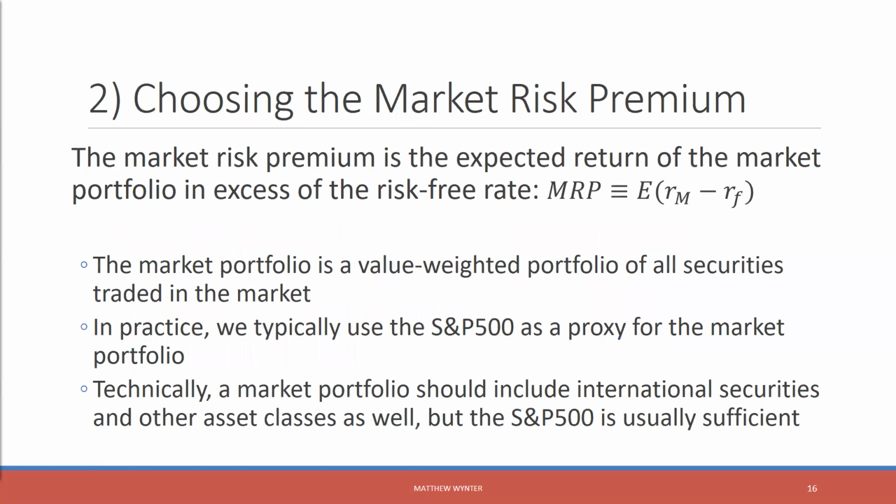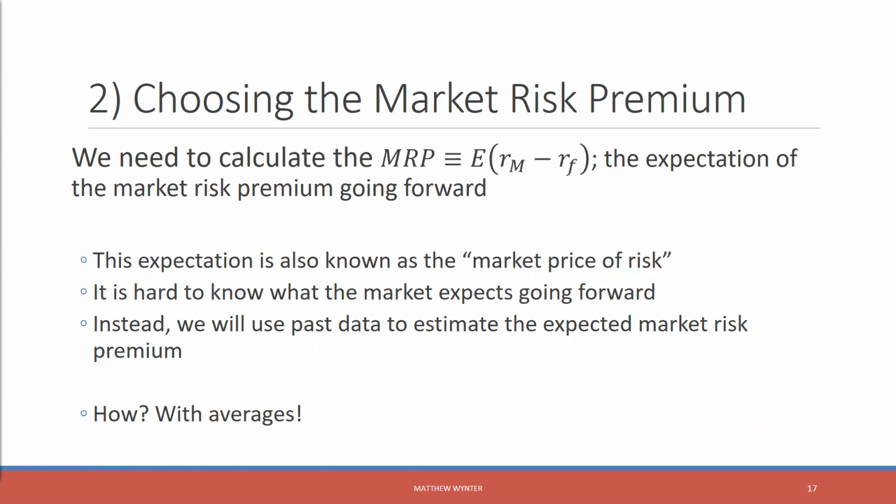Our market risk premium is an expectation, meaning that on average, it's how we expect the market to perform above the risk-free security. Now, there are many ways to think about the market portfolio. It should be the value-weighted portfolio of all securities that trade in the market, including international securities, real estate, anything. In our class, and for most applications of corporate finance, it's typically okay to use a proxy. And the proxy that we'll use in our class is the S&P 500. So what are we going to do? We're going to look at averages.